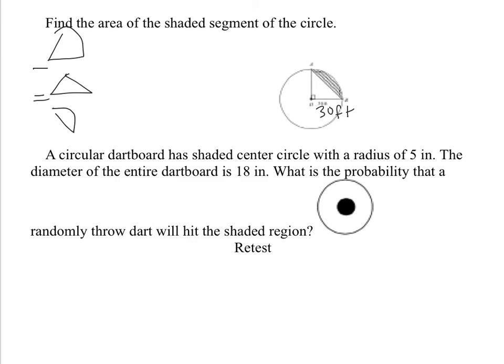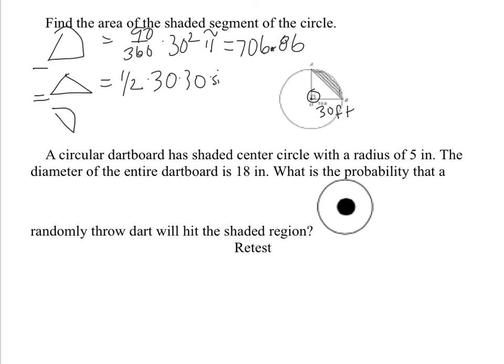So my sector then would be equal to 90 over 360, because that's my angle that's given right here, times my radius squared pi. If I put that into my calculator, I'll get 706.86. Now you could have rounded differently, so if your answer is a little bit different than mine, that's okay. Triangle is equal to 1/2 times radius times sine of your angle, which would be equal to 450. And now if I subtract those two numbers, I would get 256.86 feet squared.